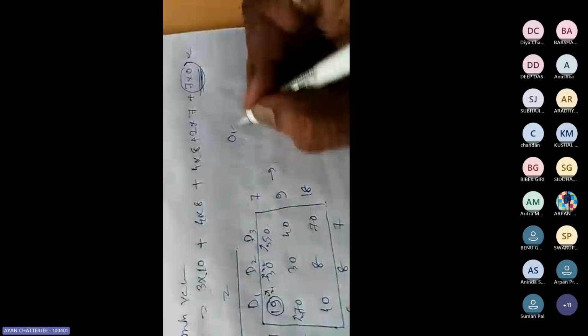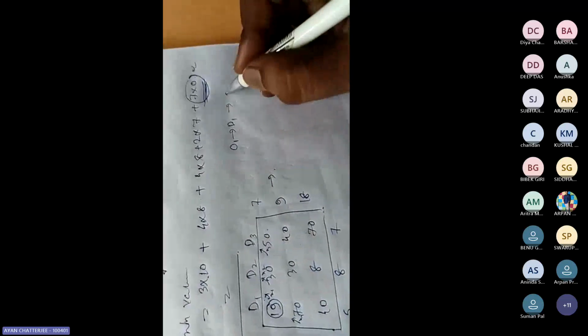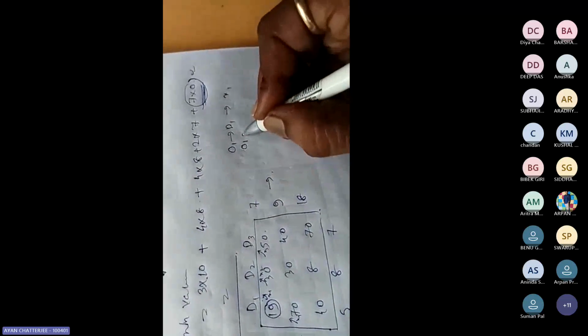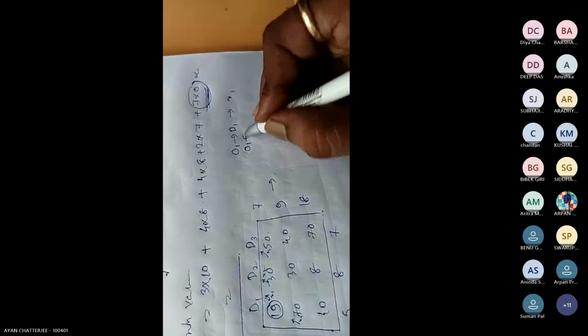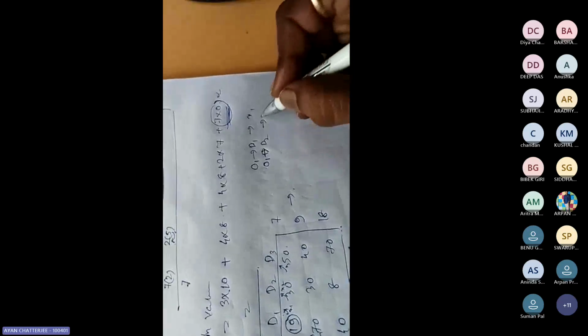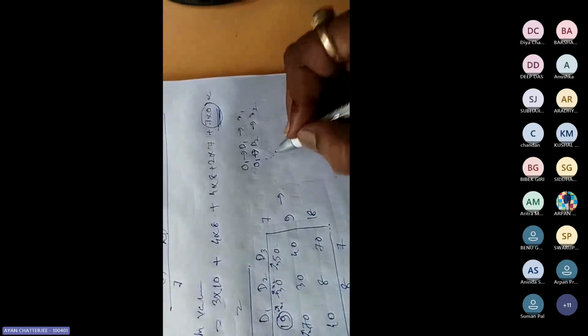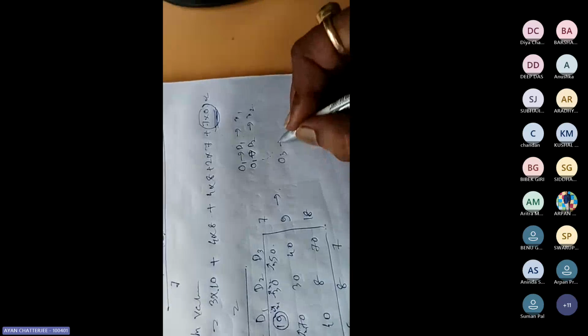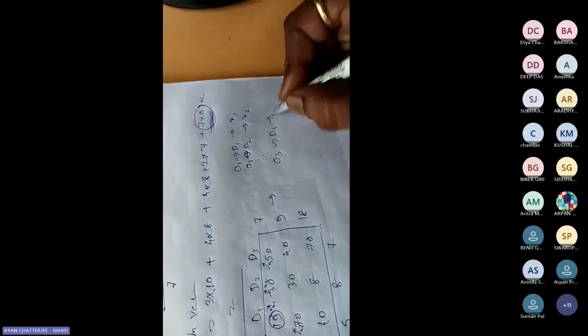So from O1 to D1 I'm going to send x1 unit, from O1 to D2 I'm going to send x2 unit, and similarly, from O3 to D3, I'm going to send x9 unit. Understand my point?